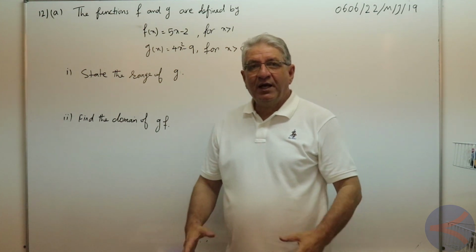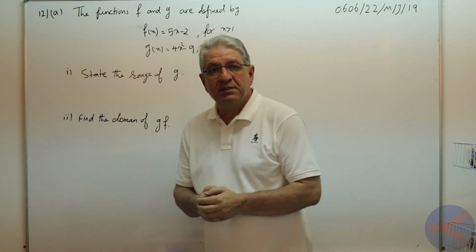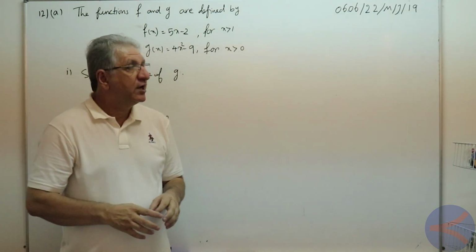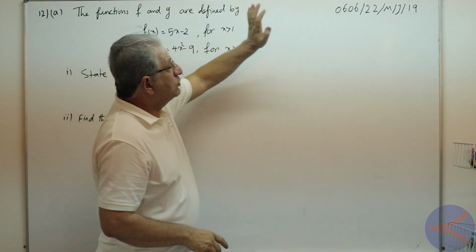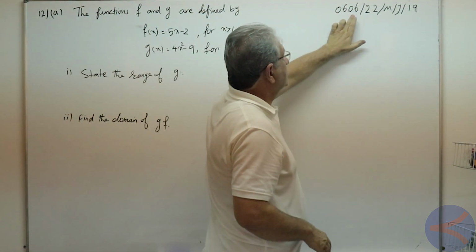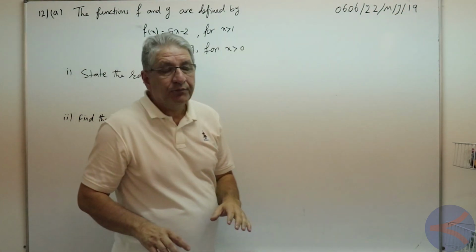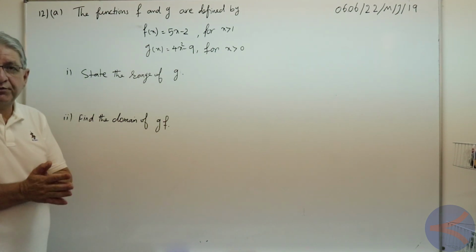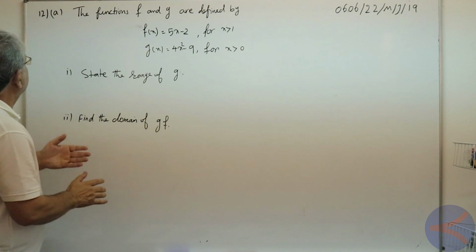We are going to solve another question from past year paper, IGCSE Add Maths. This is the last question of this paper. Question number 12 is the last question of the paper 0606 to May-June 2019. This question is about function and composite of the functions. So let's see what the question is asking.